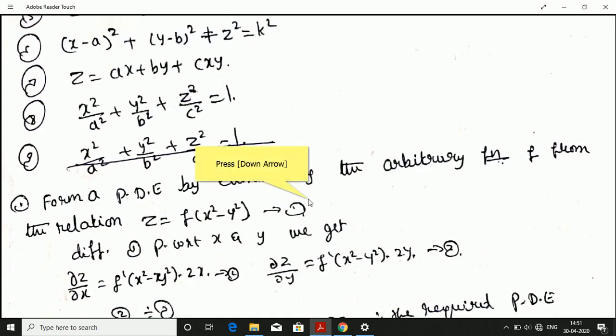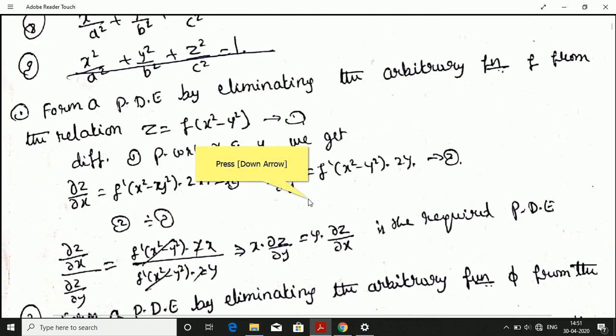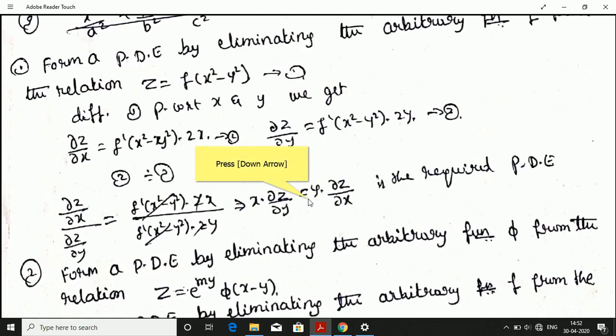Now, form the PDE by eliminating the arbitrary function f from the relation z is equal to f of x square minus y square. Here we need to form the partial differential equation by the elimination of arbitrary function f. Call the given equation 1. Differentiate 1 partially with respect to x and partially with respect to y.